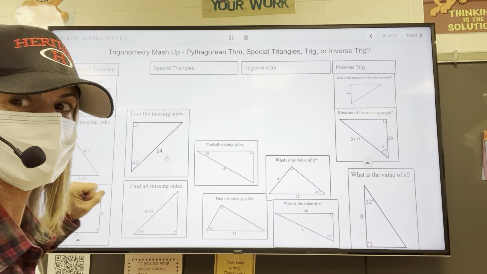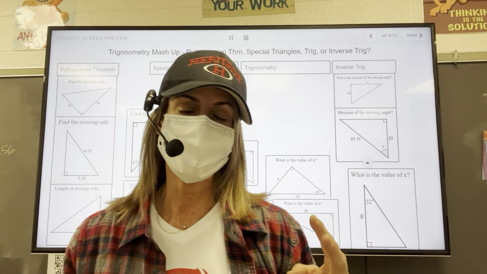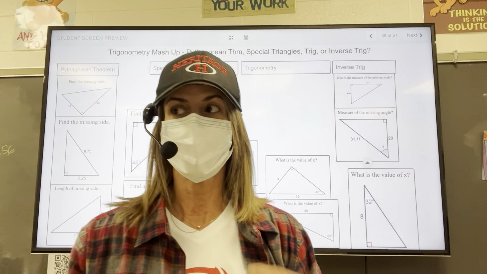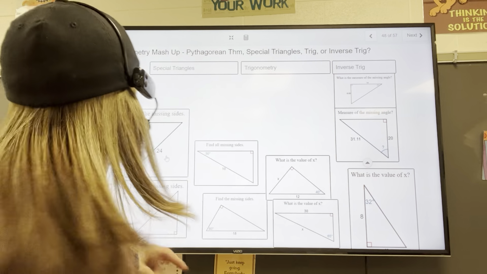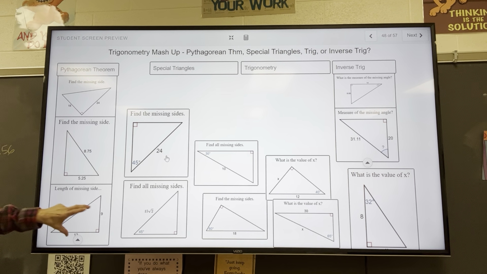I just sorted them for you guys to make it quicker. When you're given the lengths of two sides of a right triangle and asked to find the third side. So find the missing side, you're given two sides. Find the length of the missing side, you're given two sides.